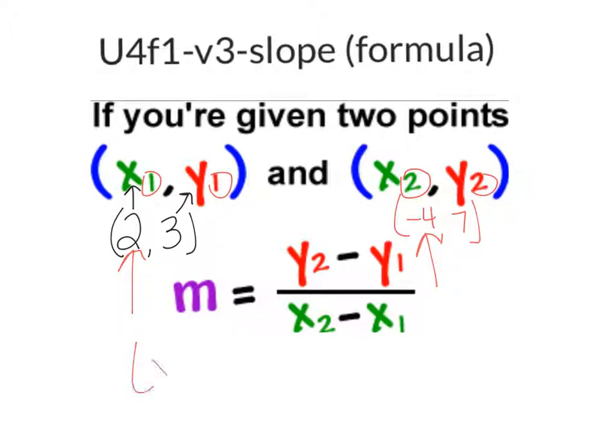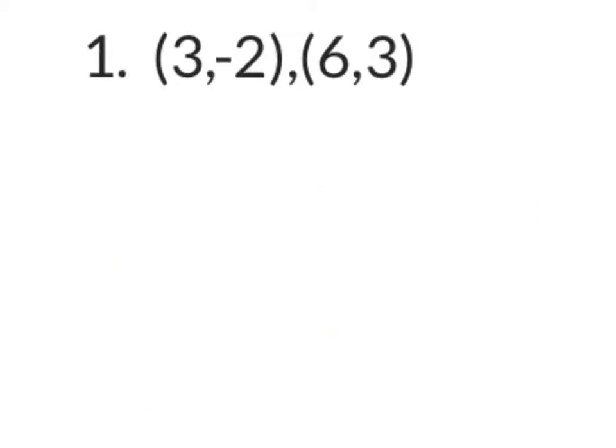So, for example, you can't go x1, y2. Okay? So if this group is 1s, this one has to be 2s. You can't mix them up. All right, so we have a point (3, -2) and (6, 3). So we're just going to go x, y, x, y. And again, it doesn't matter which one's which.